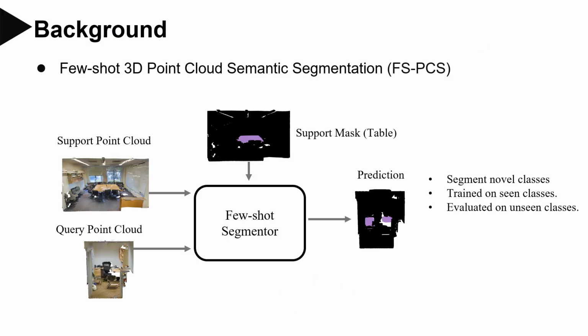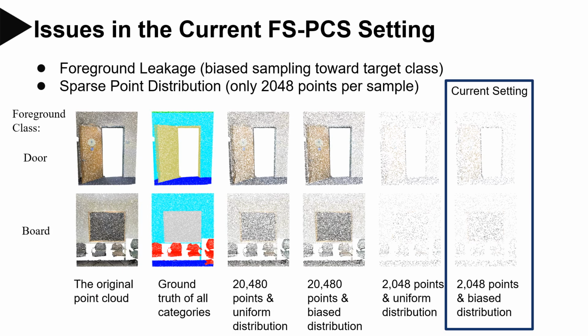For the few-shot 3D point cloud semantic segmentation task, the model receives support point clouds with annotations about the novel classes like table, and the query point clouds. By leveraging the knowledge from annotated support samples, the model needs to segment the query into these classes. We revisit this task and highlight two significant issues in the current FS-PCS setting.